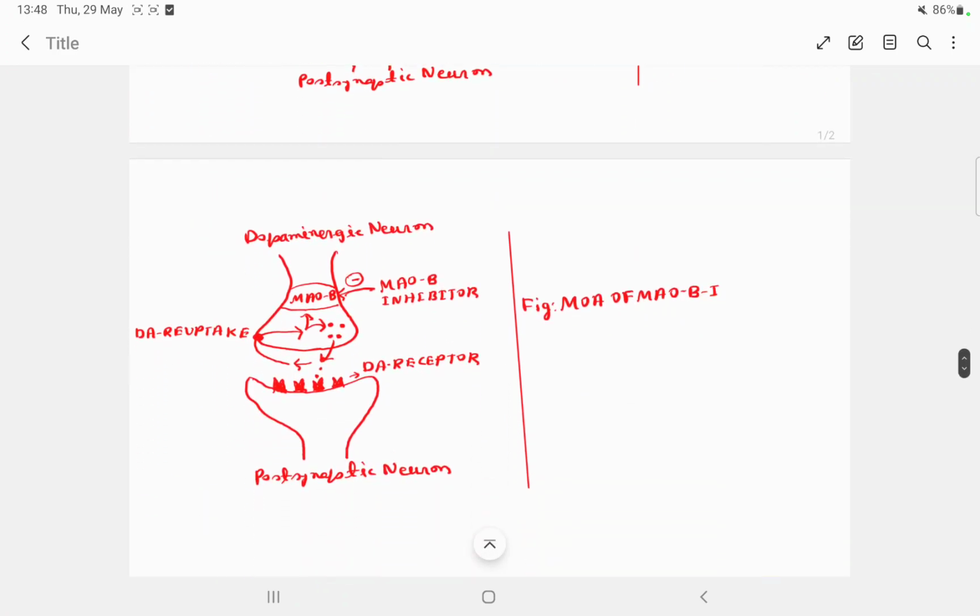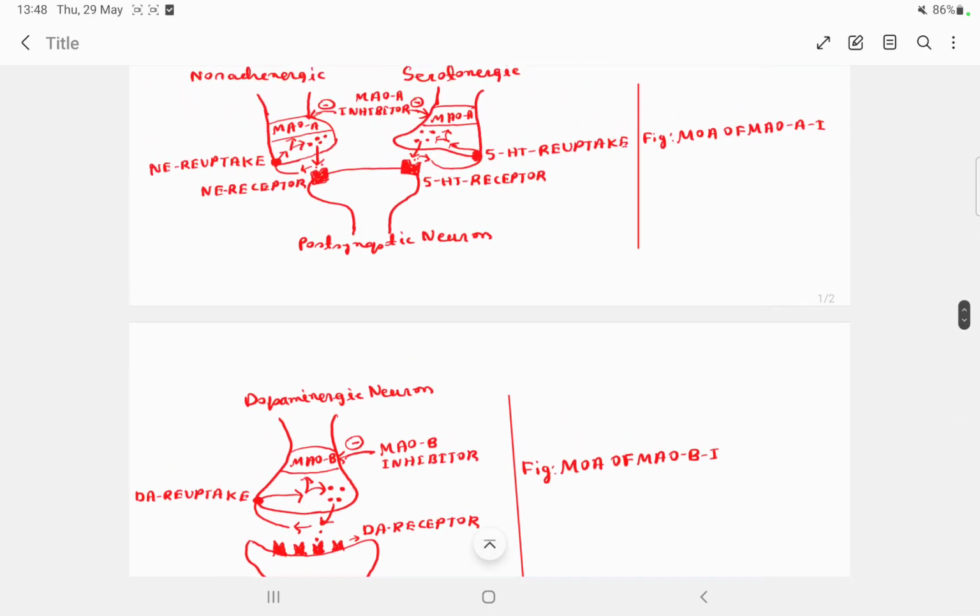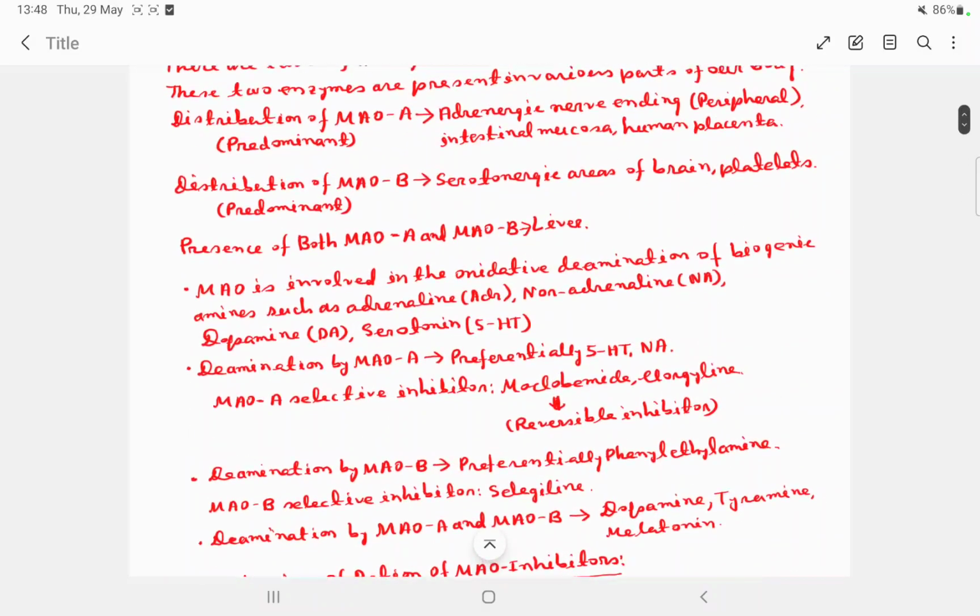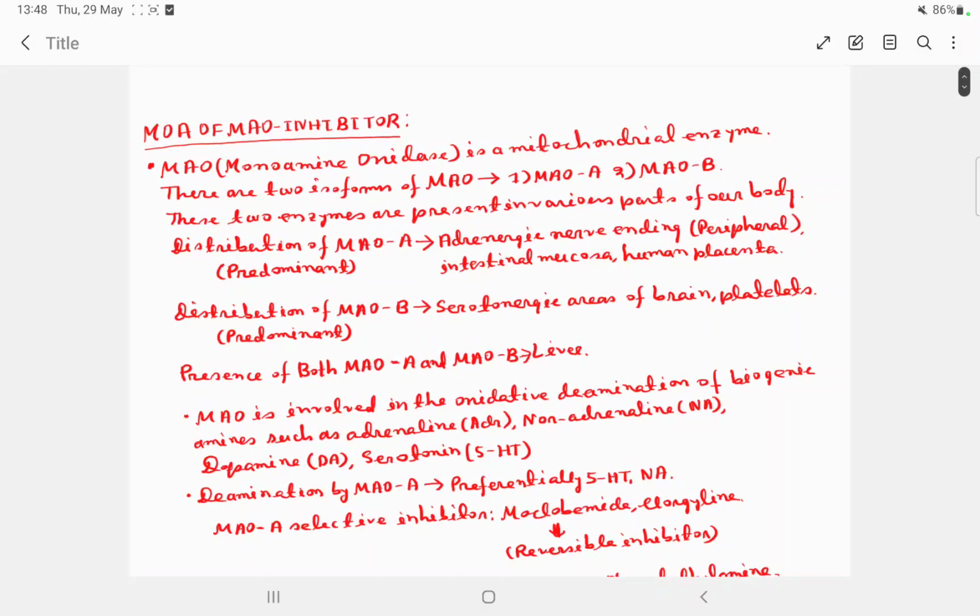Now dopamine is a neurotransmitter which is essential for individuals who are suffering from Parkinson's disease. So by inhibiting the MAO enzyme we can increase the action of dopamine here. So this is the mechanism of action of MAO enzyme inhibitors.